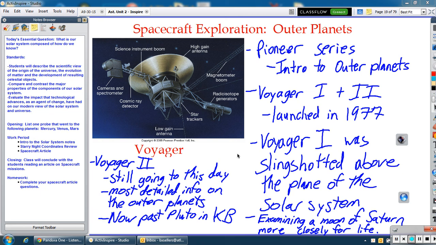Voyager 2 is still going to this day. Voyager 1 also still going. But Voyager 2 is still going along the plane of the ecliptic, which is straight out past Neptune, into the Kuiper Belt now, and who knows? Where it's at now is kind of shaky ground. We're not real sure how far it is, but it is believed to still be in the Kuiper Belt at this time.